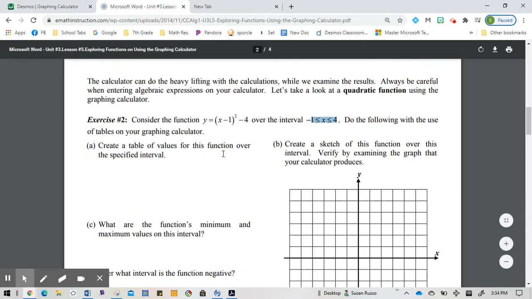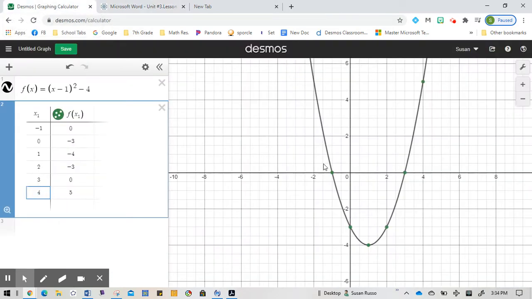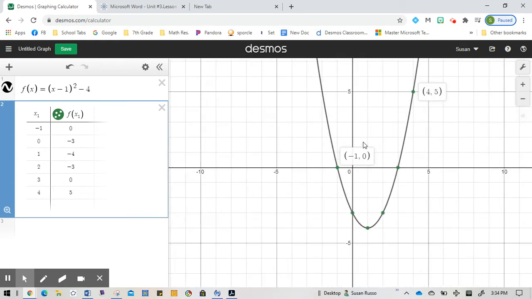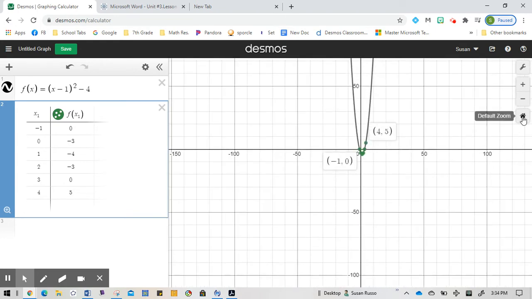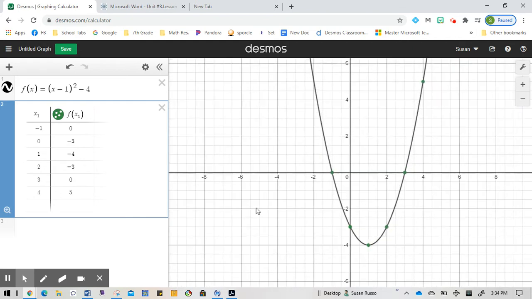But the question is, he wants us to graph this over that interval. Well, here's a cool thing that Desmos will do for us. It only wants us to graph from when x is -1 to when x is 4. But if I zoom out, that graph goes on forever and ever. And I'm going to hit that little home button that will center me again.